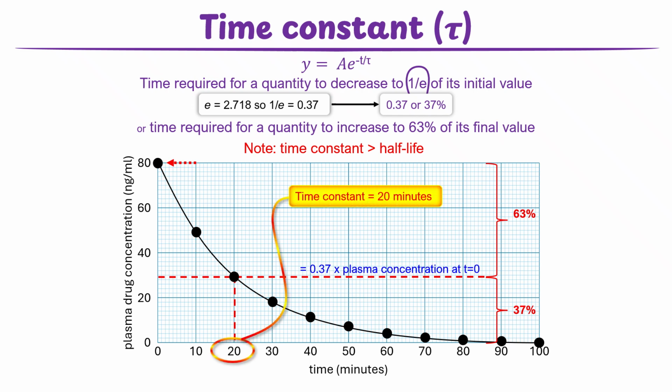So the key difference is this. The half-life is the time taken for the value to fall to 50% of its starting value, whereas the time constant is the time taken to fall to approximately 37%. Because the value must fall further, the time constant is always longer than the half-life for the same exponential process.